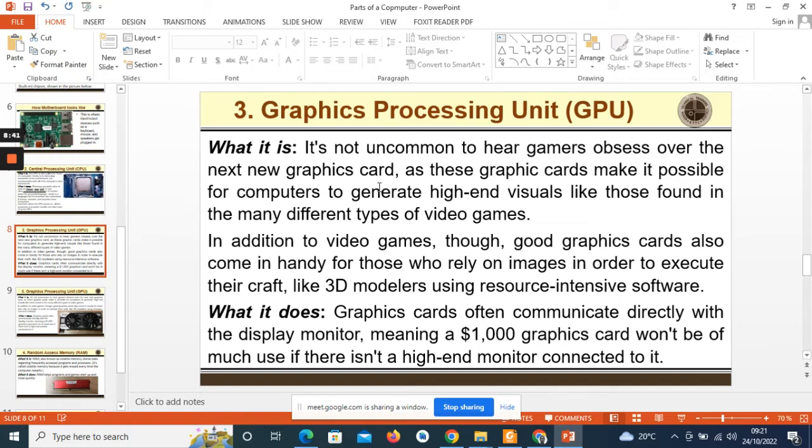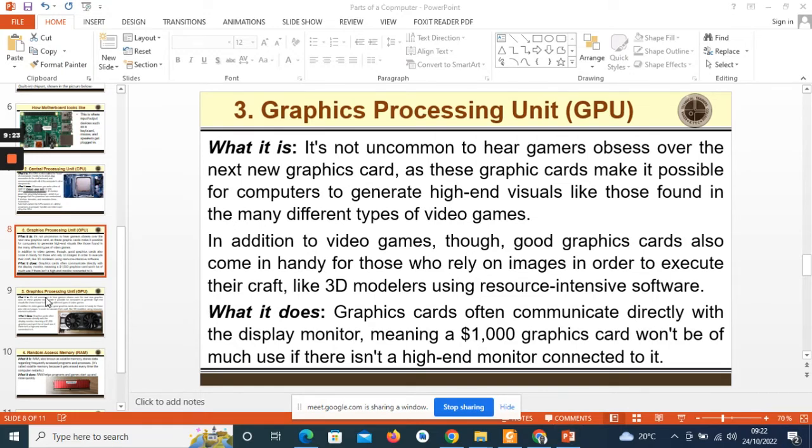Graphics specifically helps in the display of visuals such as video games, and generally graphics like 3D and so on. The graphics card often communicates directly with the display monitor. That means that a $1,000 graphics card won't be of much use if there isn't a high-end monitor connected to it. So a good graphics card goes with a good monitor.